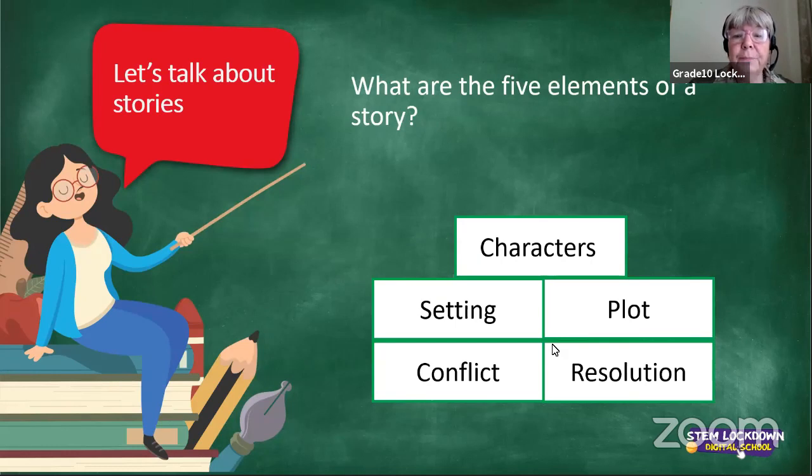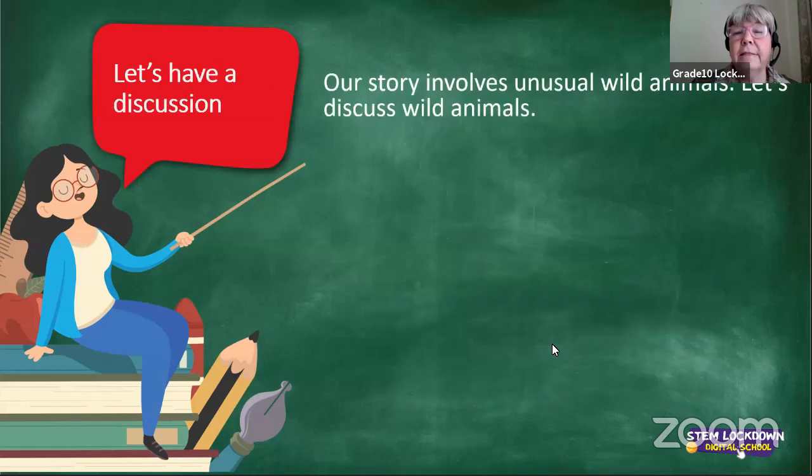So today, when we listen to our story, I want you to try and see if you can recognize those 5 elements. Got it? Good. Okay. So in order to get us started, let's have a discussion. If you've got somebody near you, you can talk to them, otherwise you can just call out the answers. Our story today involves unusual wild animals. So we're going to discuss wild animals.